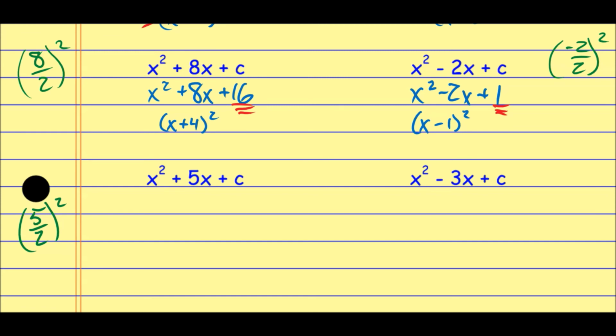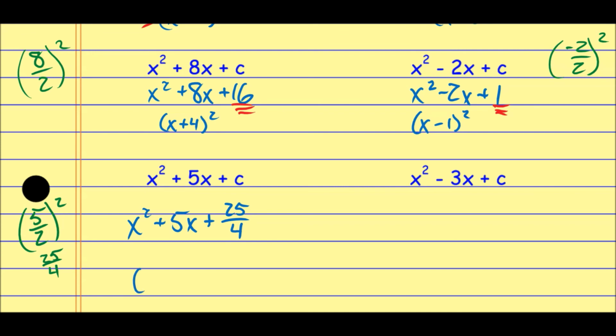And so now if I squared that 5 over 2, I square each of these individually. I do 5 squared is a 25. 2 squared is a 4. So the missing value here is actually that. It's x squared plus 5x plus 25 over 4. It's a kind of a big, ugly fraction. But now that is a perfect square trinomial.